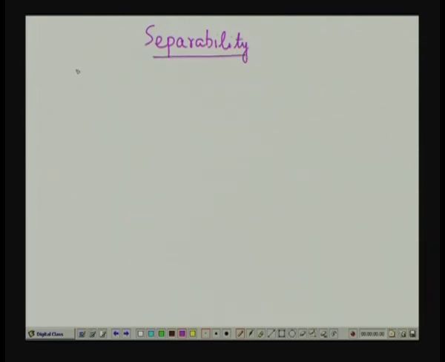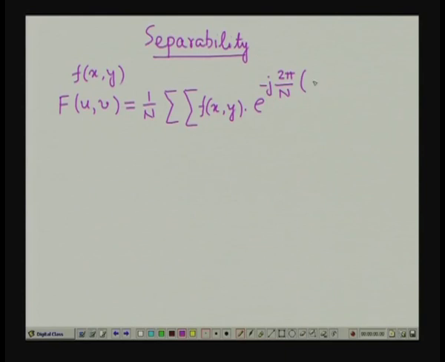Here we have seen that given a two-dimensional signal f(x,y) in the discrete domain, that is, samples of this two-dimensional signal, we can compute the Fourier transformation of f(x,y) as F(u,v), which is given by the expression 1 upon capital N, where our original signal f(x,y) is of dimension capital N by capital N. The Fourier transformation expression comes as f(x,y) into e to the power minus j 2 pi by N into (ux plus vy), where both x and y vary from 0 to capital N minus 1.